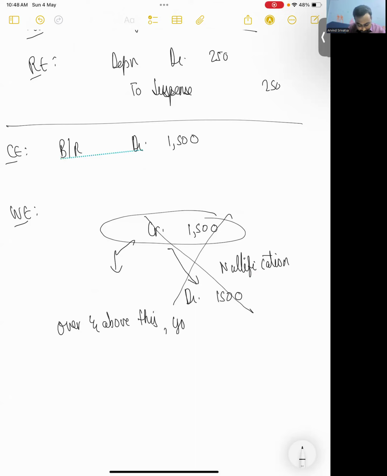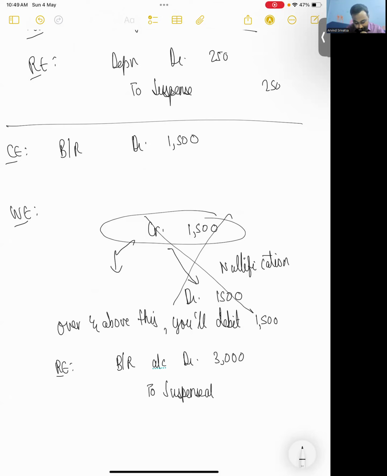you will debit 1500. So the rectification entry is bills receivable account debit 3000, because 1500 you will debit to nullify the wrong credit you had given, and additionally 1500 you will debit to create an asset to suspense account, because your credit is perfectly fine. So that's what they said, that your credit is perfectly fine.